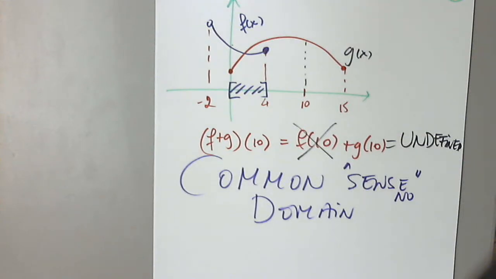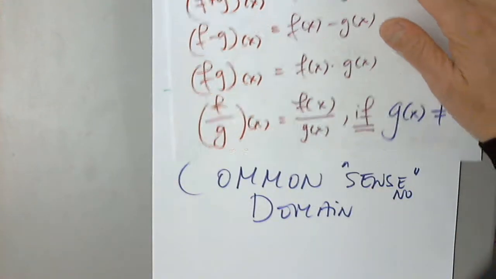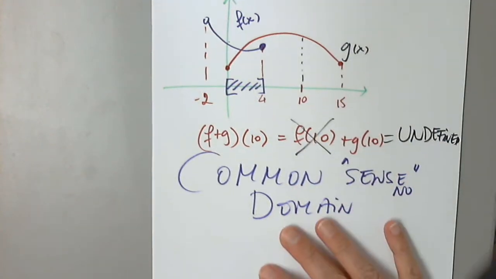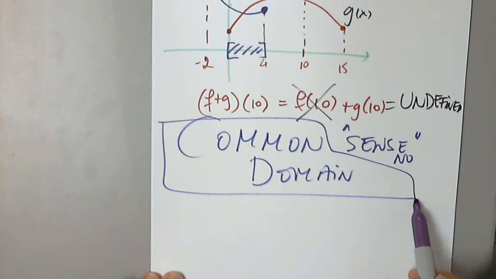So if these two functions did not have a common domain, nobody would care about this. Nobody can create it because it doesn't exist for any x value. That's exactly what happens. So if the two functions do not have a common domain, the sum, difference, product, and ratio have no meaning. They don't exist. They cannot be created. So the common domain is crucial when we add, subtract, multiply, divide functions.